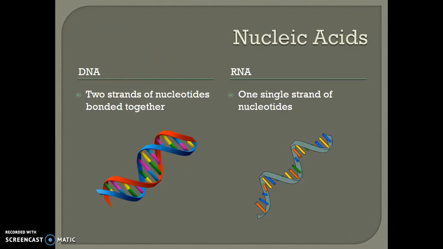Okay? So make sure if I give you an image, you can recognize that this is a nucleic acid based on its sort of twisted shape. DNA with 2, RNA with 1.